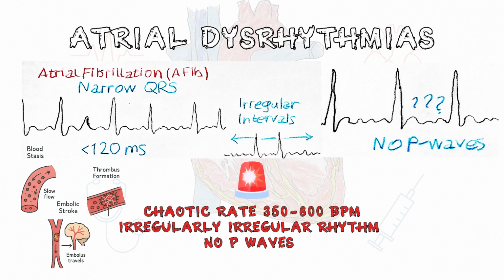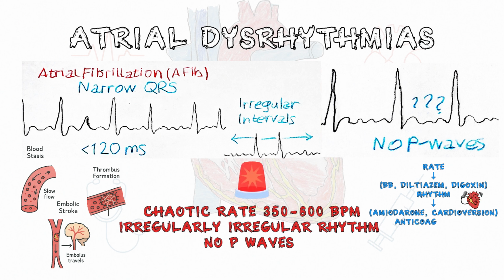Atrial fibrillation management includes rate control with medications like beta blockers, diltiazem, digoxin, rhythm control like amiodarone and cardioversion, anticoagulation therapy like warfarin or direct oral anticoagulants, and of course ablation for recurrent symptomatic atrial fibrillation.